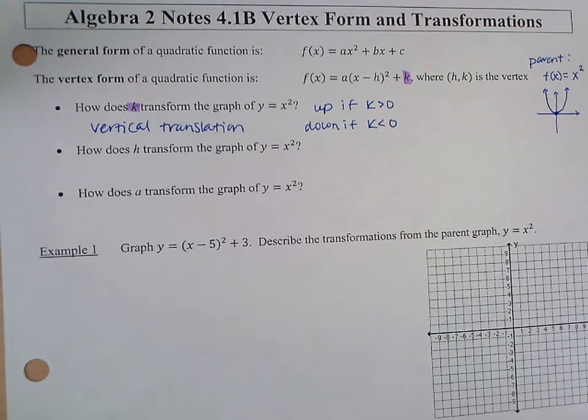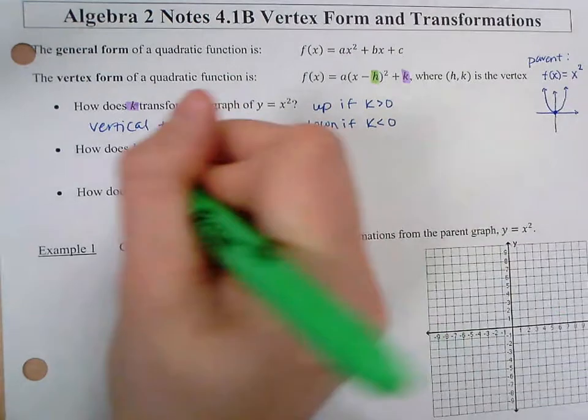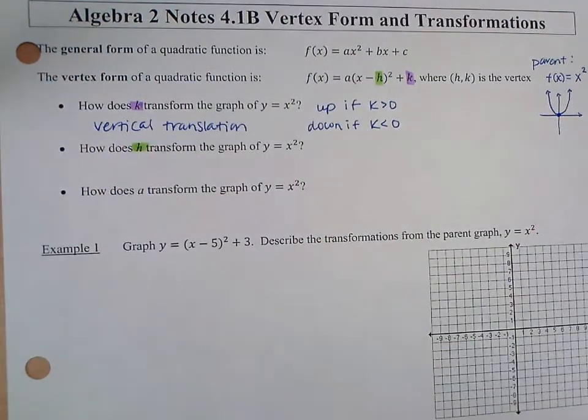So it's a vertical translation: it shifts up if k is positive, down if k is negative. And then next we'll look at h. So now again, if I go back to Desmos, I'll come back to the screen if you still need to write something down. In the parent function, the h is 0. So if h is anything else, it's a transformation. If I play h, you can see what happens to the parabola as h changes.